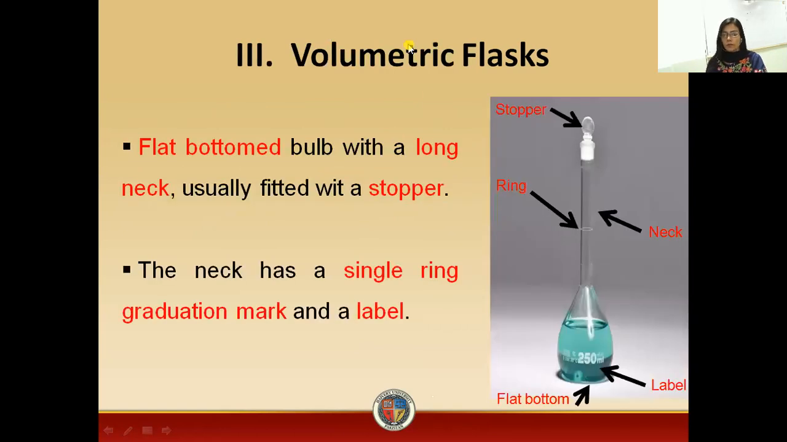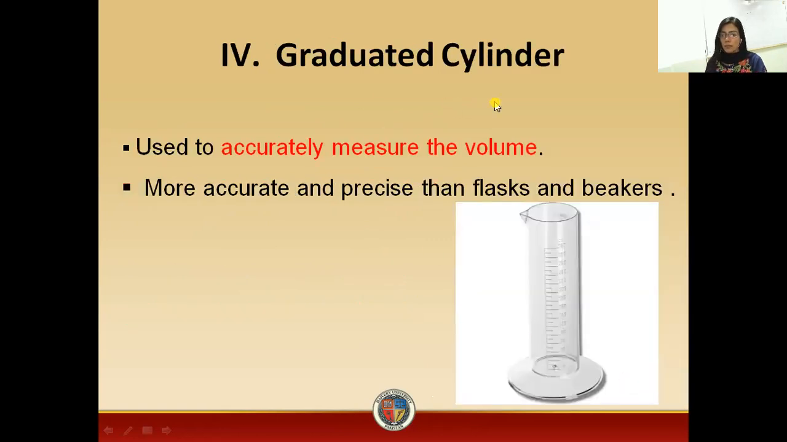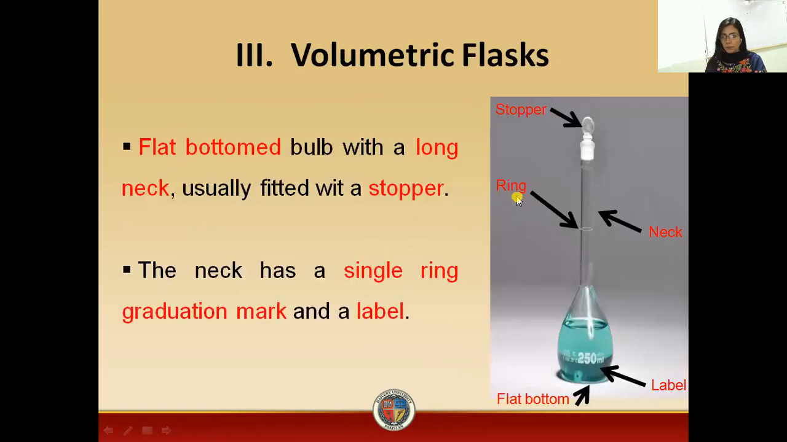Now, volumetric flask. Volumetric flask is a flat bottomed bulb with a long neck, usually fitted with a stopper. The neck has a single ring, and this ring represents the graduation mark. And this flask also has a label. Now, graduated cylinder. These are used to accurately measure the volume as compared to the flask and the beaker.